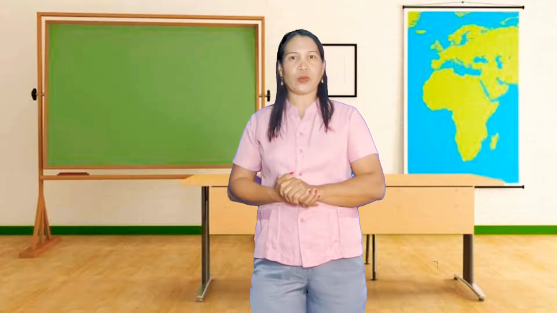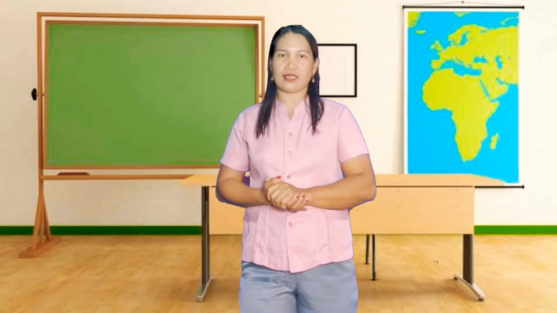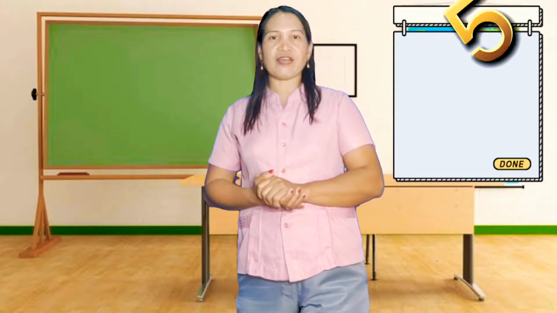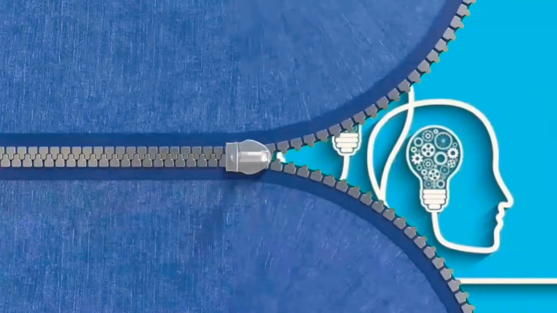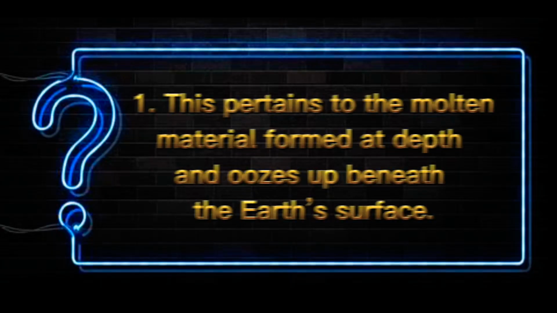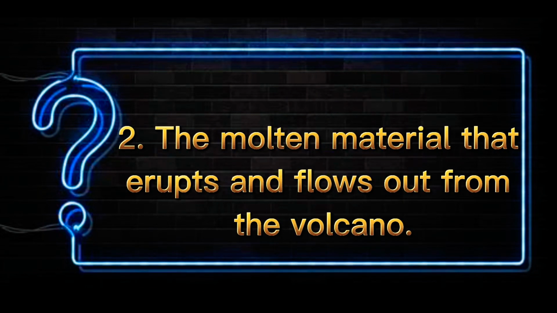Now, before we start our lesson, let's have a short quiz to check your prior understanding about our topic today. I will be giving you a 5-question quiz. Quiz time. Quiz 1. This pertains to the molten material formed at depth and oozes up beneath the Earth's surface. Quiz 2. The molten material that erupts and flows out from the volcano.